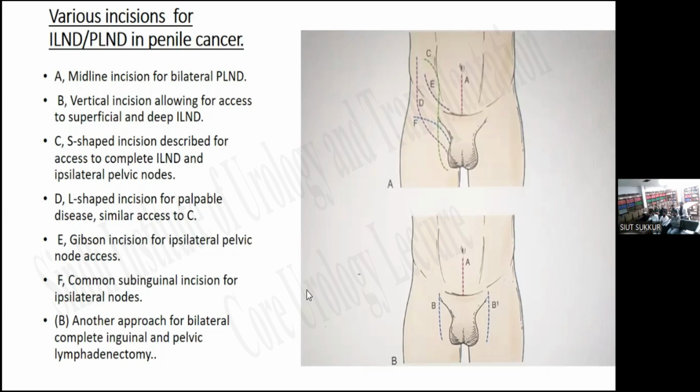And then there are other approaches used for pelvic or inguinal lymph node dissection, which include these incisions: bilateral inguinal lymph node incisions. They can be given in the subinguinal region.